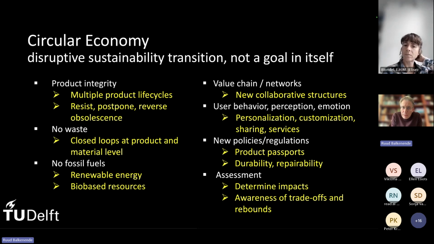We are also looking, for instance, with a new product on repair, at fixophobia, and how we can make repair more interesting and attractive to users. New policies are needed, and increasingly we try also to affect policymakers through the things we find. The PROM project is an example of that. And in assessment, we still need to learn how to assess, especially multiple life cycles, and also how to deal with all kinds of trade-offs and rebounds, which are sometimes difficult to consider in advance.